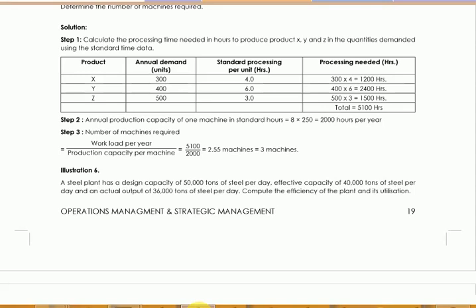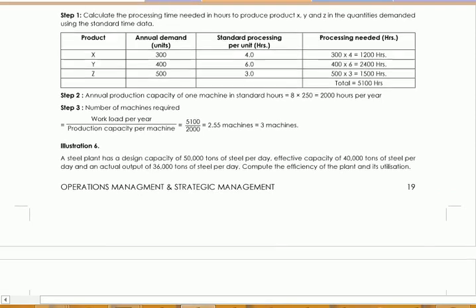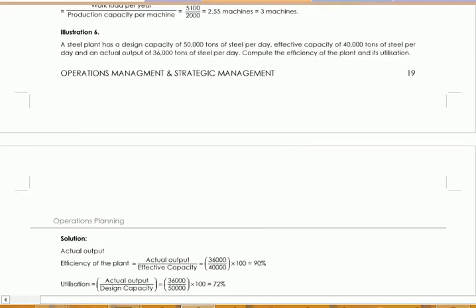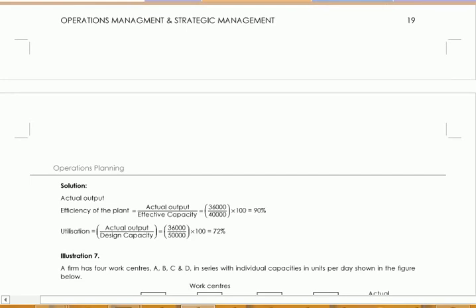So if we divide both of these, we get the number of machines required, that is 2.55 or 3 machines. This is the meaning, or the way, the first problem has to be solved.